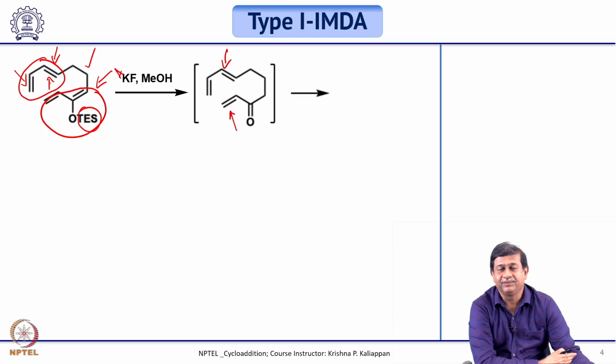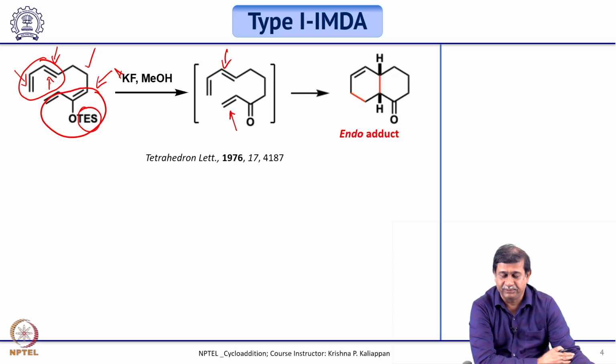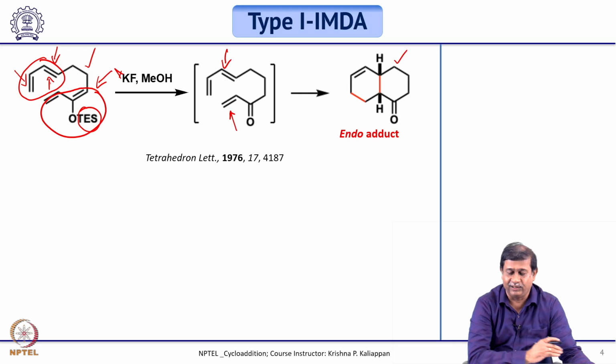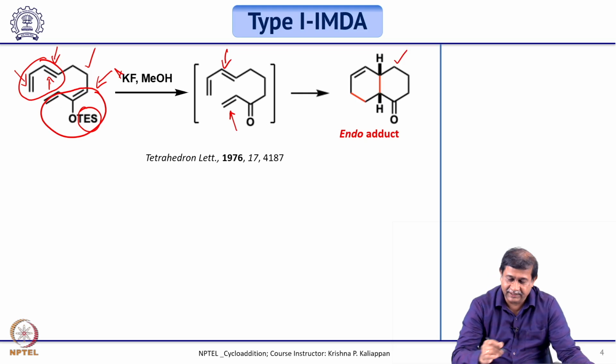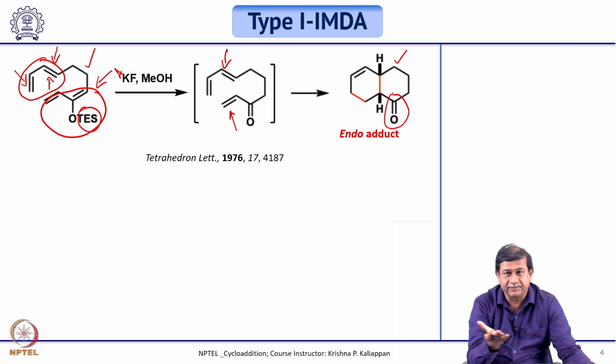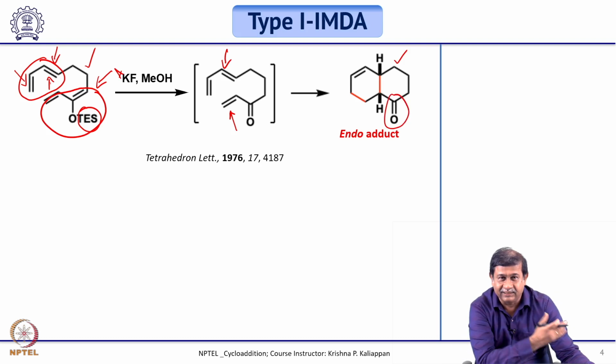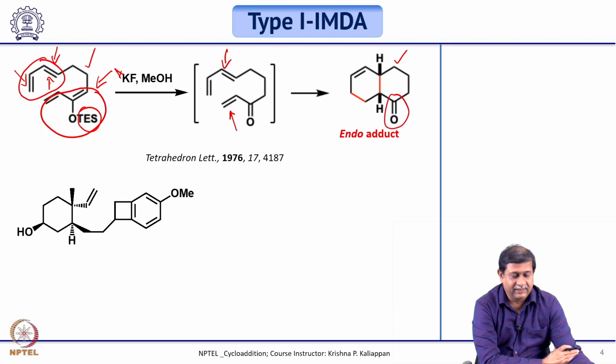So that will give you the corresponding bicyclic compound, and that is the corresponding endo adduct, and also in the Decalin system you see a cis compound. That is because the carbonyl group comes from the same side as that of the diene. Now let us look at the next example.